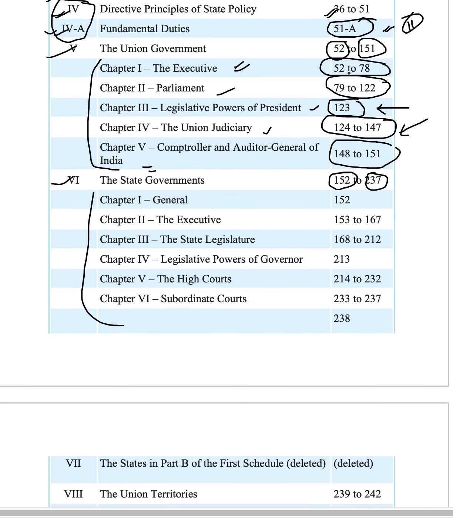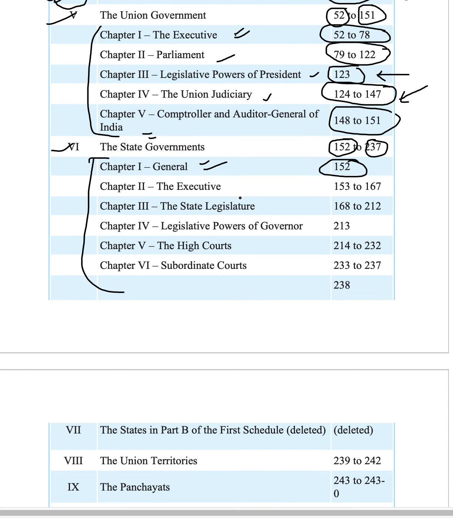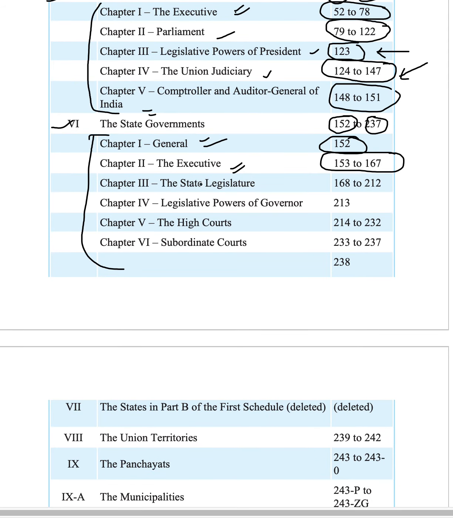So from 52 to 151 it's union government, and after the completion of 151, from 152 to 237 it's state governments. So here so many chapters are there. The general provisions are there in Article 152. Then the executive, that is state government and the governors, and related provisions, from 153 to 167. The state legislature means basically the legislative body, how it will make the laws and how it will pass the budget, and so many things are there. It is from 168 to 212.